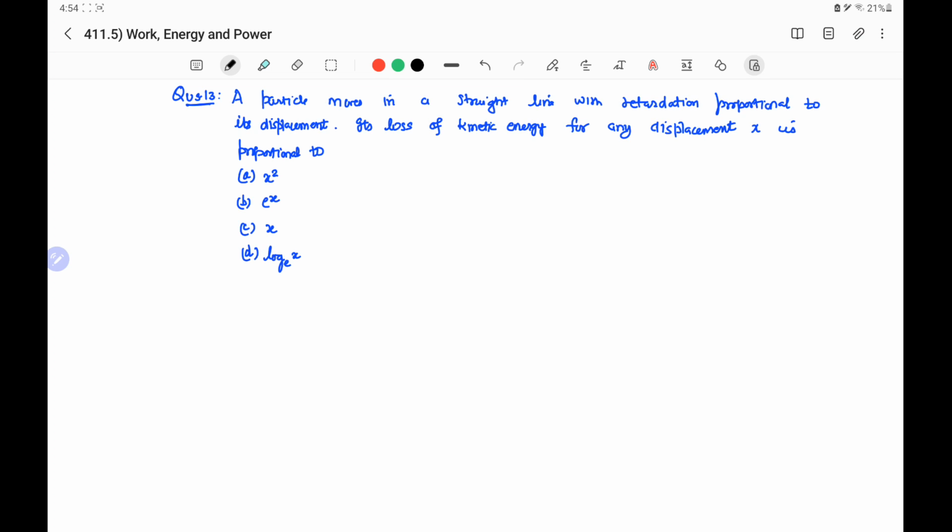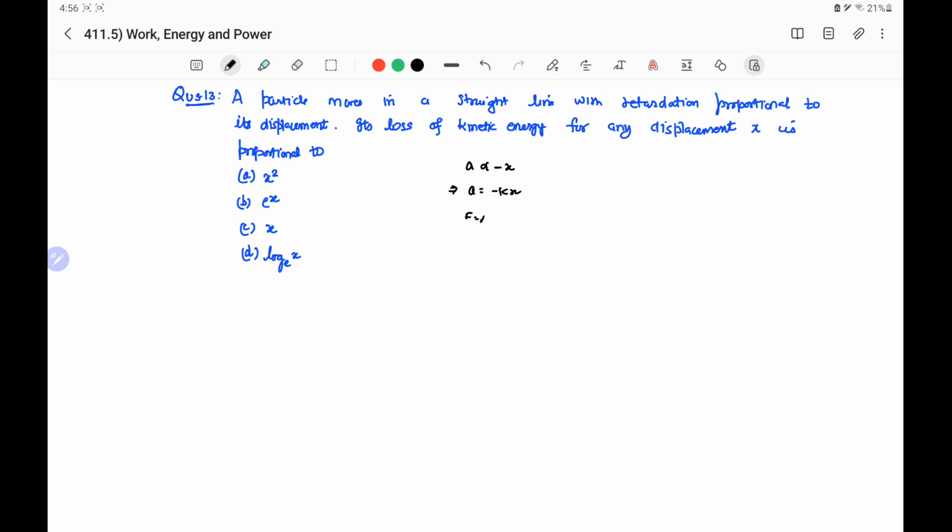Question number 13 is, a particle moves in a straight line with retardation proportional to its displacement. Retardation A is proportional to x, and the minus sign refers to the retardation. Its loss of kinetic energy for any displacement x is proportional to, options are x square, e raised to the power x, x, and log x with base e. If we equate this proportionality, we will have A equal to minus kx, where k is a proportionality constant.